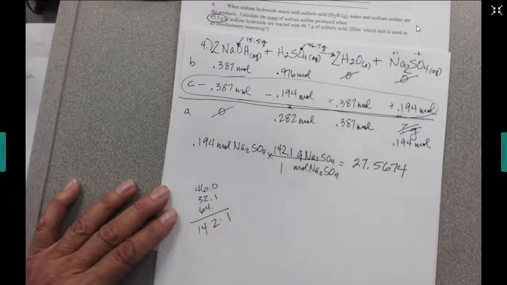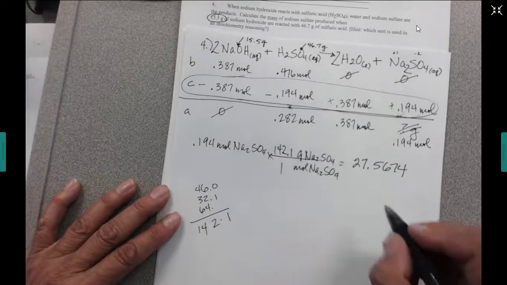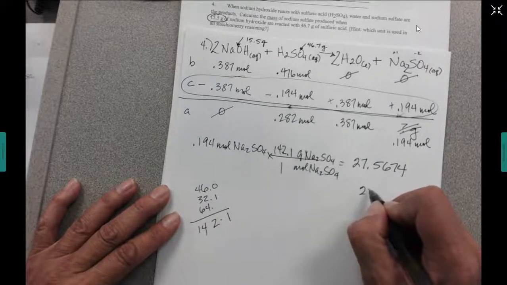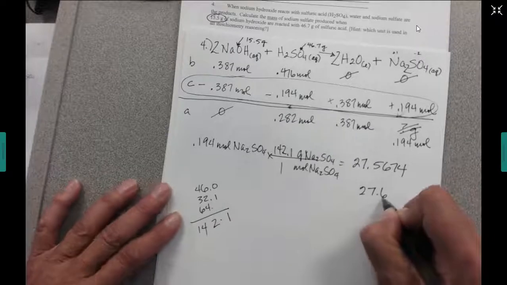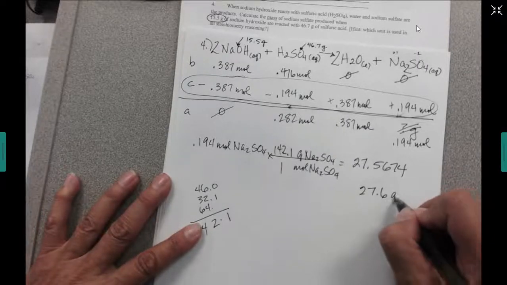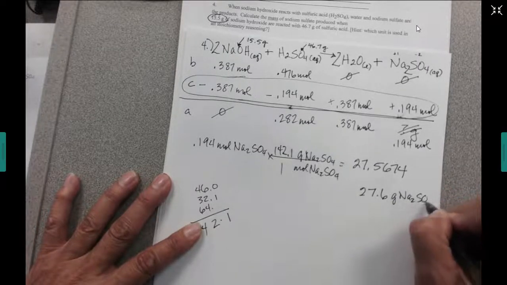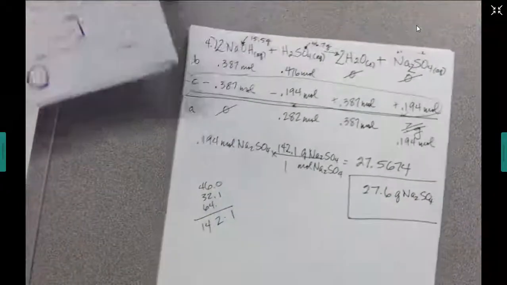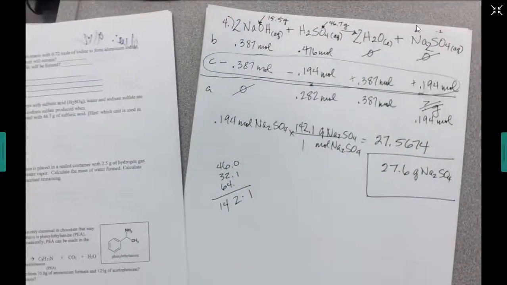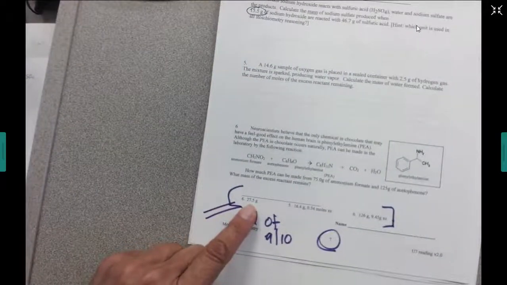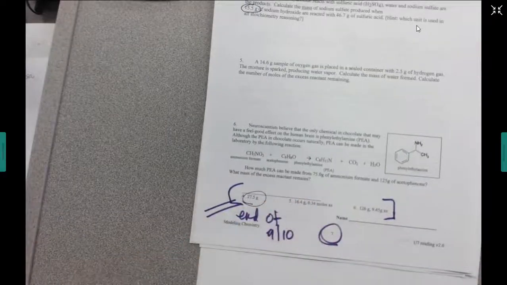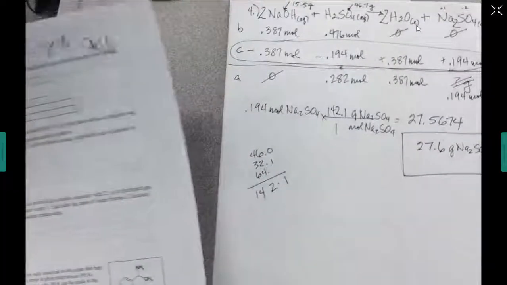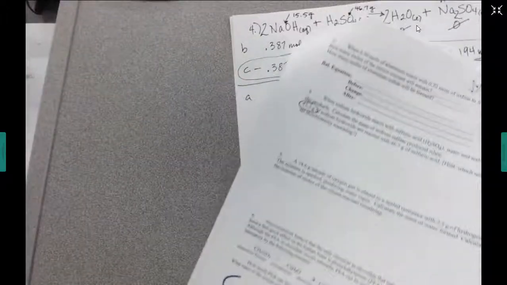Okay, let's go some sig figs here. What are my sig figs going to tell me? I would say 27.6 I would use, and that's going to be grams of Na2SO4. Let's double check and make sure that's the right answer. What question was that, number 4? Well, they rounded it a little bit different, but that's okay. See, that gives you a little confidence there that you're doing the problems right. All right? Okay, onwards, onwards.